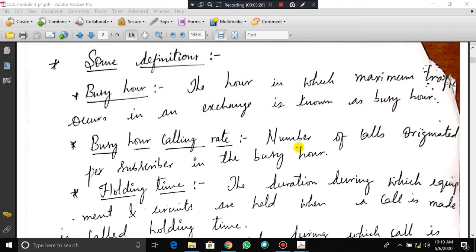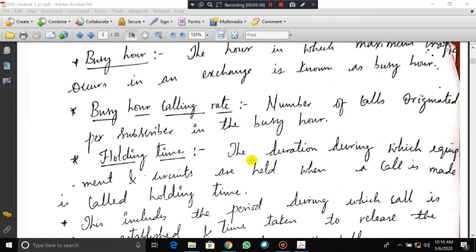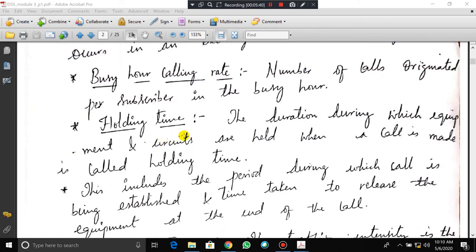Busy hour calling rate: the number of calls originated per subscriber in the busy hour is known as busy hour calling rate. Then what is holding time? The duration during which the equipment and circuit are held when a call is made is called holding time.